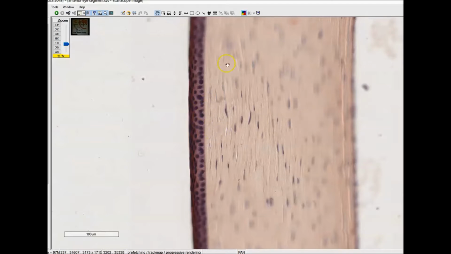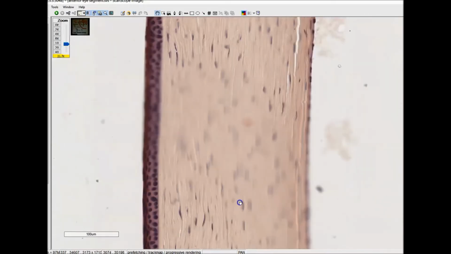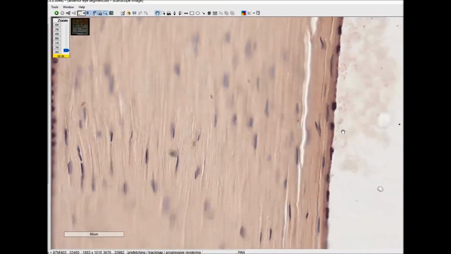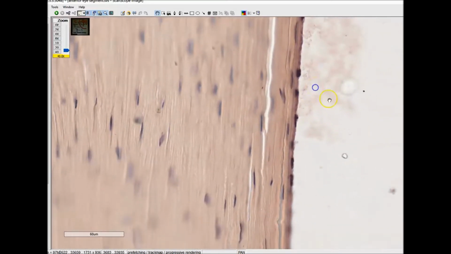The other side, which is not in focus right here, let's find a spot in focus. Here we go. The other side, the other epithelia that faces aqueous humor, is the corneal endothelium, and that is also underlain by a fairly thick basement membrane, which again doesn't show up really well in this particular prep. We could go up in magnification and try to distinguish it.